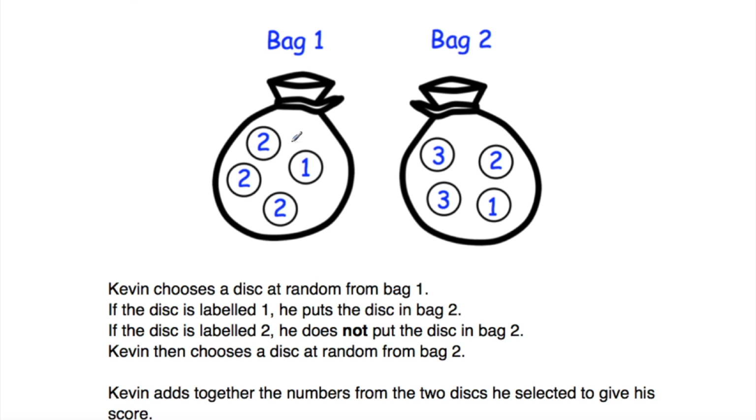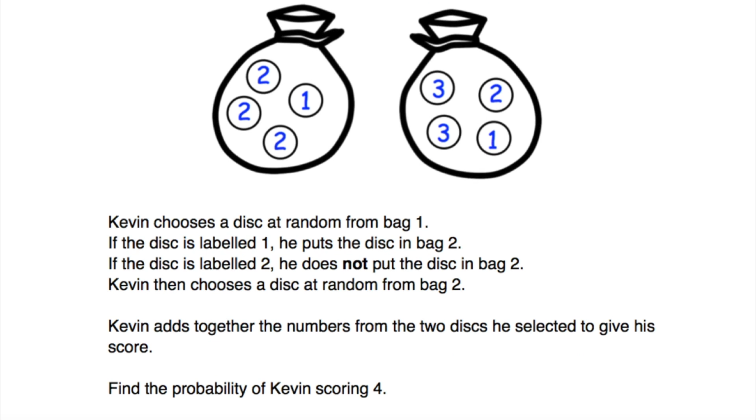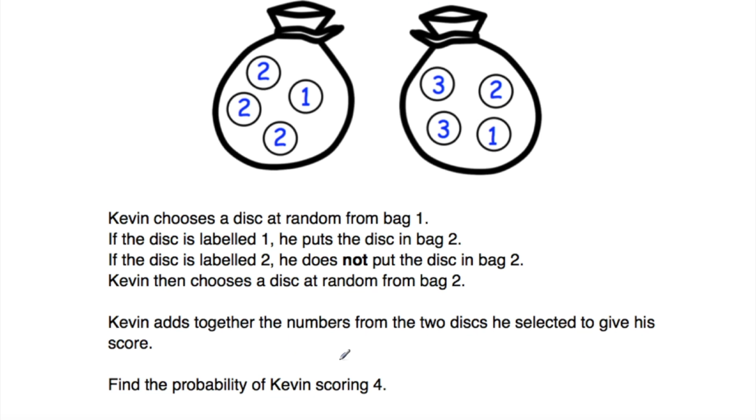And if the disc is labelled a 1, he's going to put it into bag 2, but if it's labelled a 2, he's not going to put it into bag 2. And then Kevin's going to choose a disc at random from bag 2. He then adds together the numbers of the 2 discs that he selected to get a score. And the question says, find the probability that Kevin scores a 4.